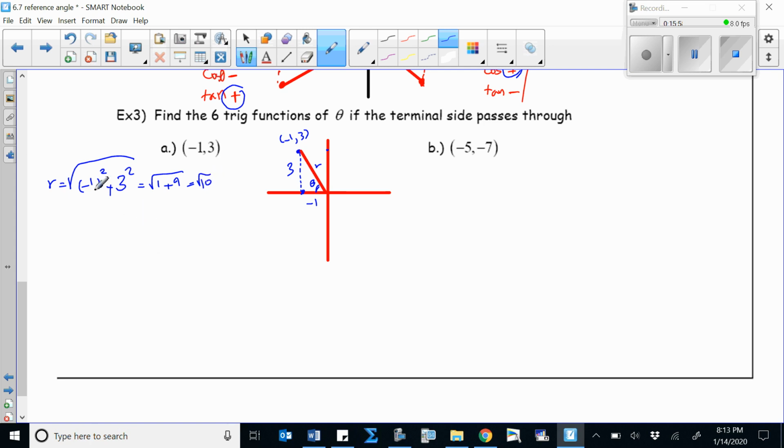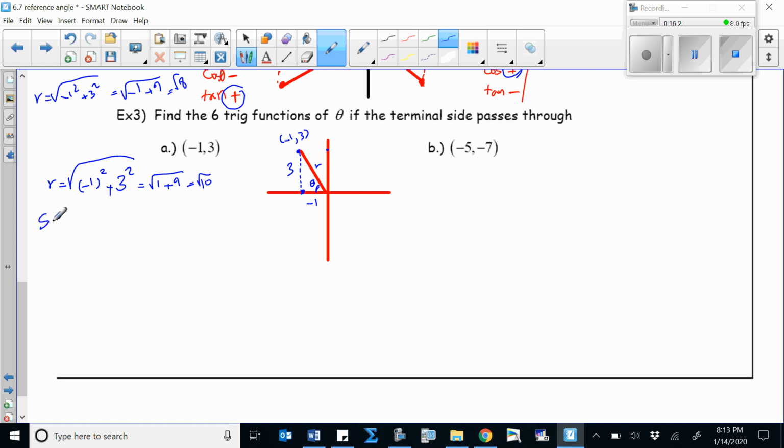If you don't put this in parentheses, you're going to get this from your calculator. -1 squared plus 3 squared. It will give us -1 plus 9. And that's radical 8, which is not the right answer. Radical 10 is the right answer. Anyway, so we found r.